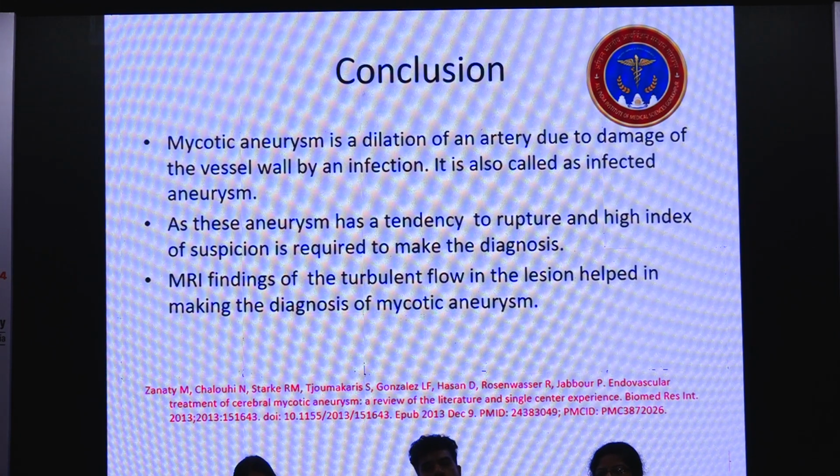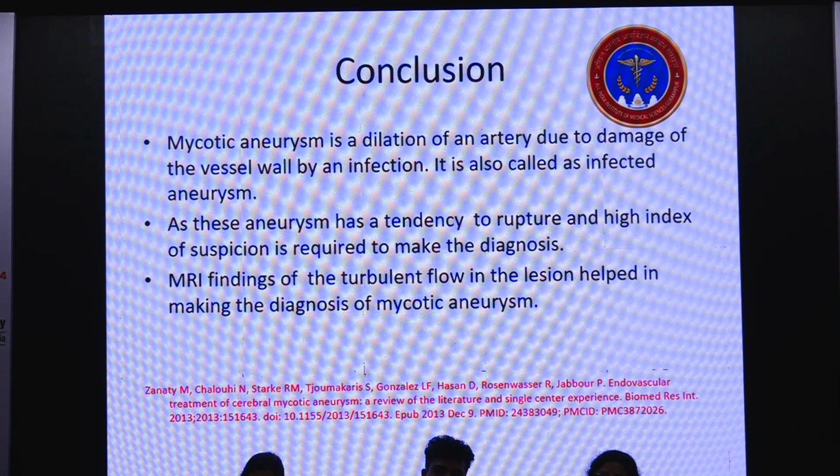So it was a very out-of-the-box case, as mycotic aneurysm, we all know, is a dilatation of the artery due to damage of the vessel wall by an infection. It is also called an infected aneurysm. This aneurysm is very dangerous because it has a high tendency to rupture, and a very high index of suspicion is required to make the diagnosis. So what was the catch in this? The MRI finding of the turbulent flow in the lesion helped in making the diagnosis of mycotic aneurysm.